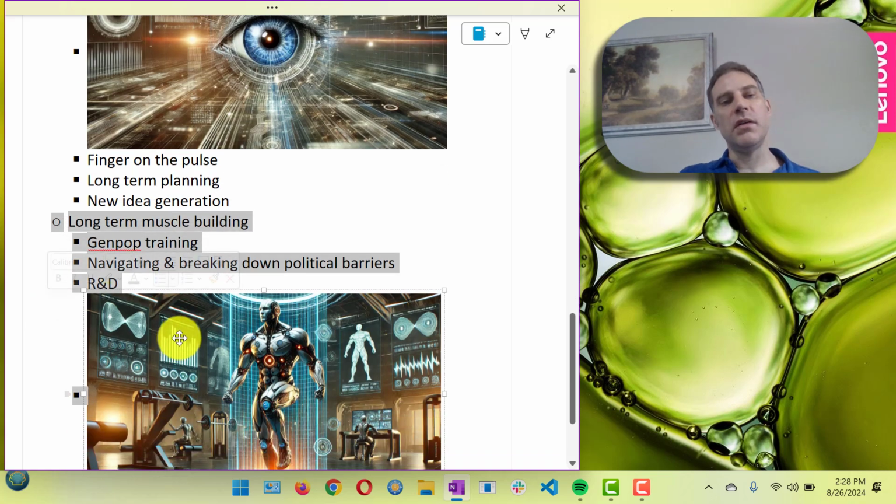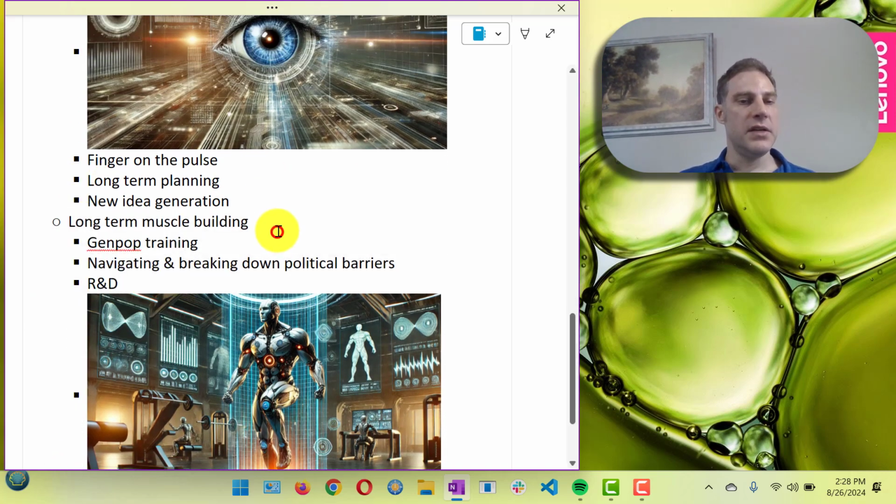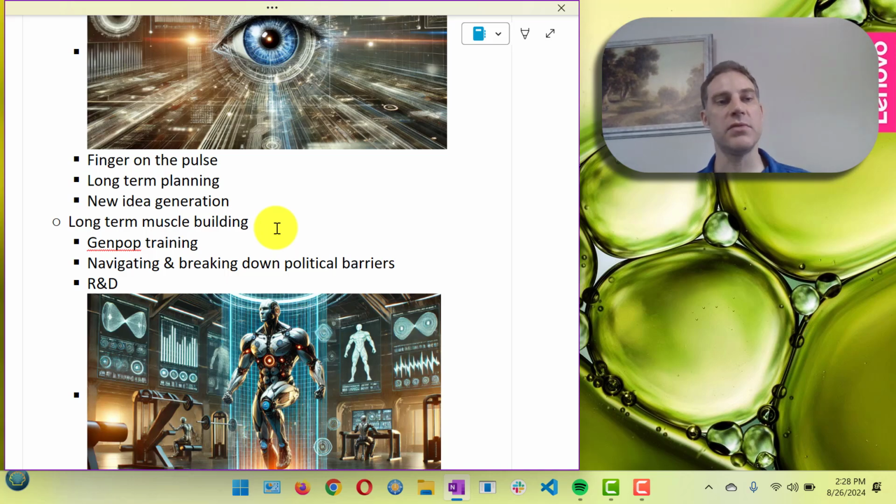Okay, so long-term muscle building. And this is maybe part of the long-term planning, but generally this can involve training your general population. So the general people who aren't AI engineers can leverage AI. They have opportunities just to use Claude or ChatGPT or some other chat bot directly and get productivity and efficiency value directly out of it without having to build a custom solution.